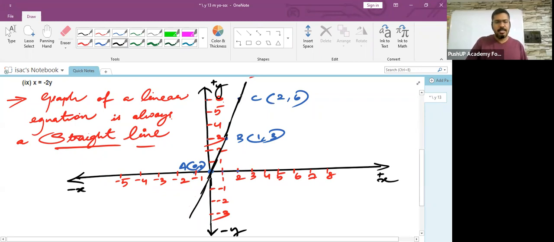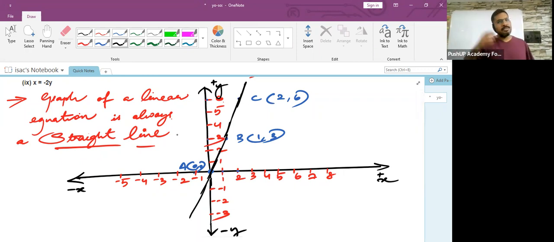Draw a straight line in such a way that you can connect C to B and B to A. And tell me, what did you get when you drew it? Is it a straight line? Yeah, there wasn't any bend or turn or curve, isn't it? No, that was a straight line.